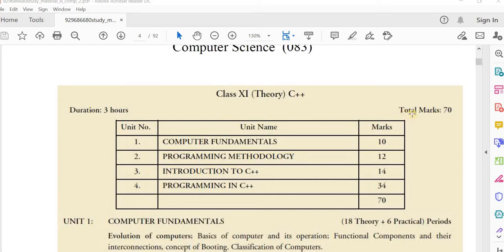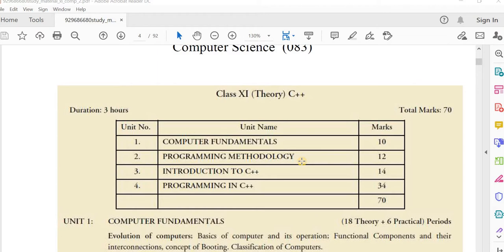Your theory part has a total of 70 marks. The theory paper contains a total of 70 marks, and the whole paper is divided into 4 units. The first unit is computer fundamentals. In this topic, all the fundamental topics of computer will be covered. The marks allotted for this first unit is 10, and the second unit is programming methodology.